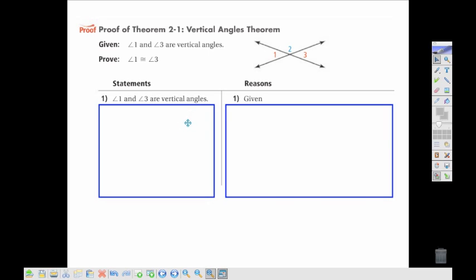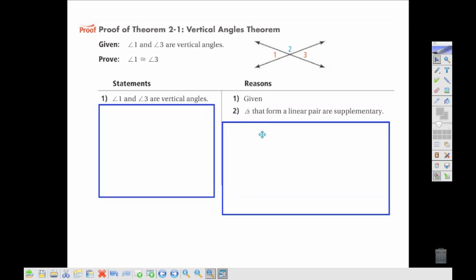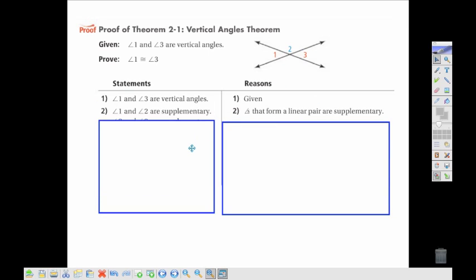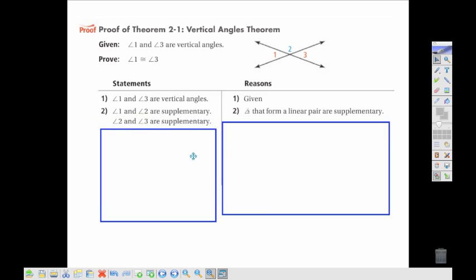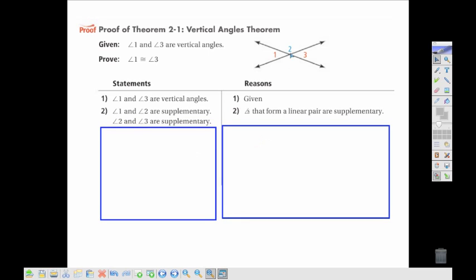Now we're going to use deductive reasoning to figure out what happens next. And so we're going to look at this picture and see if we can figure out some more information. Now you might notice that they've drawn the number 2 on here also, because it's going to help us. We notice that 1 and 2 are a linear pair. We should also recognize that a linear pair is supplementary. So between 1 and 2, they're supplementary, and also 2 and 3 are a linear pair, and so we have two pairs of supplementary angles.